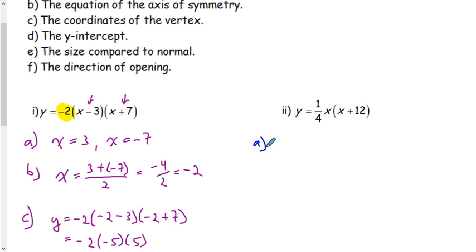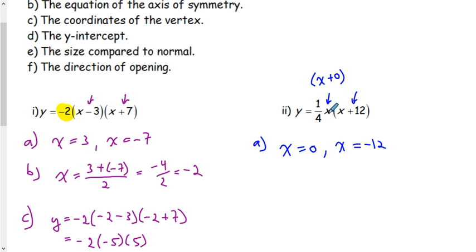Okay, let's jump in with A. A was, what are my zeros? So I can tell one right here, it's going to be negative 12. But what about this one right here? Well, really what that is, is x plus 0, right? We don't write the 0, so we just end up with an x. But really what that is, is x plus 0. So my zeros are going to be 0 and negative 12.